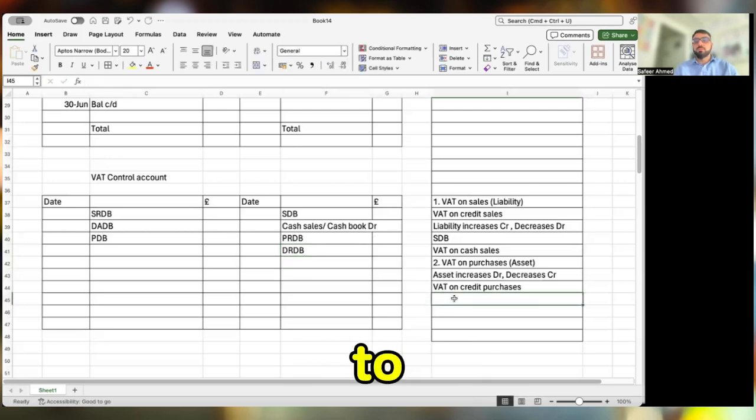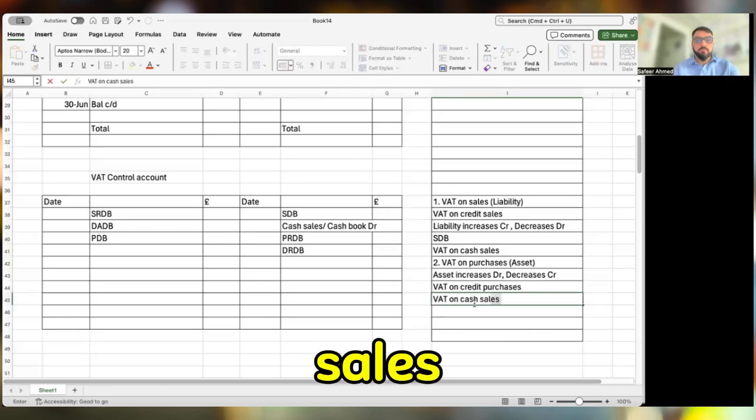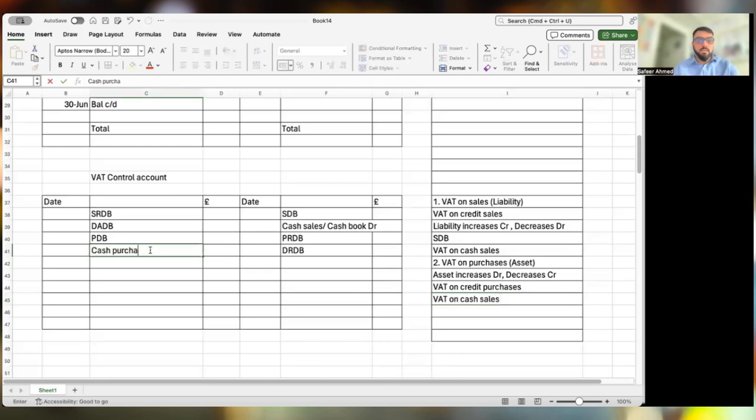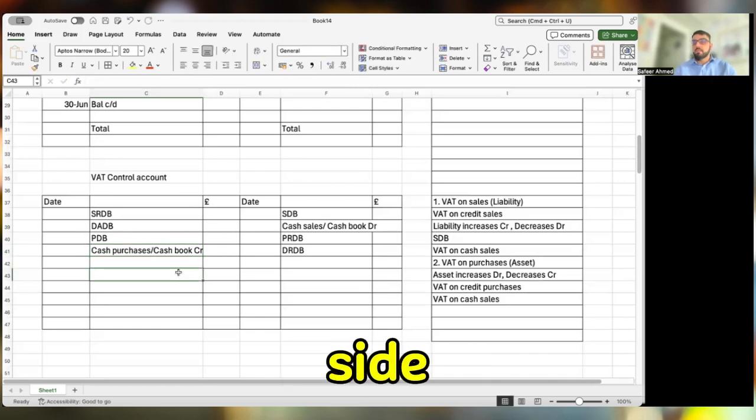Now, in relation to VAT on cash purchases, this will be, of course, an asset as well. So here, this will be, again, the cash book, but this will be the credit side of the cash book or the payment side of the cash book. And the other will be the debit side of the cash book or the receipt side of the cash book, in other words. So we dealt with the major ones.